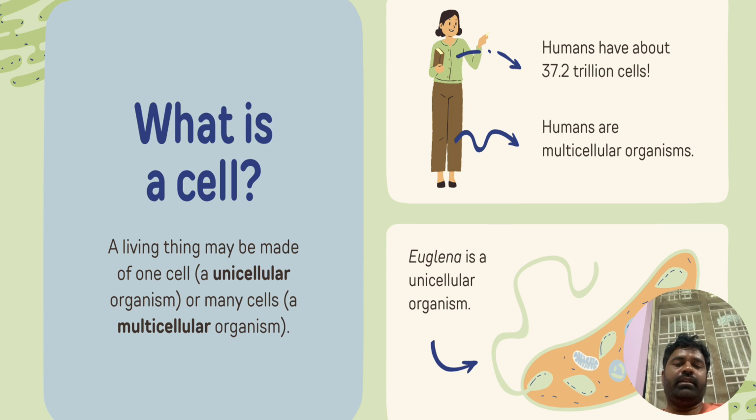Unicellular organisms, for example, are amoeba, euglena, paramecium, yeast, etc. Multicellular organisms are humans, mammals, fish, etc. Humans have about 37.2 trillion cells in their body. Humans are multicellular organisms. Euglena is a unicellular organism.